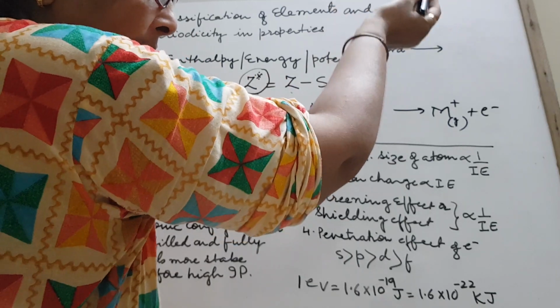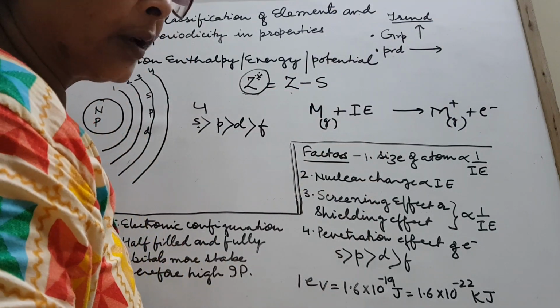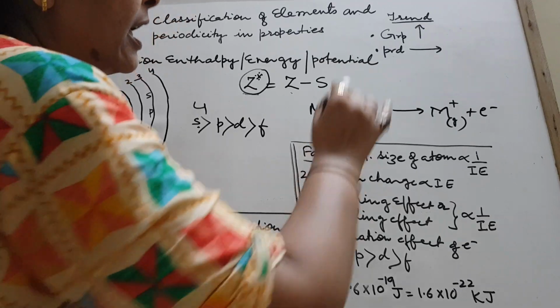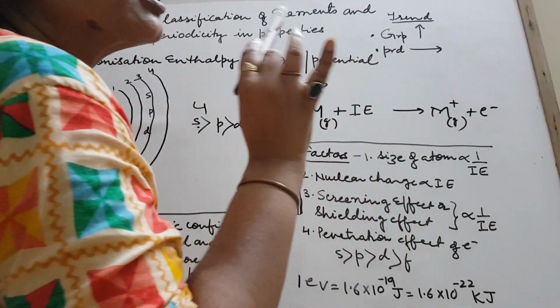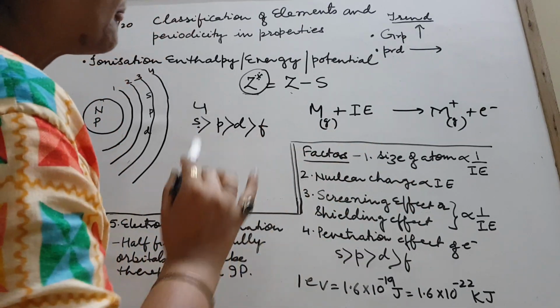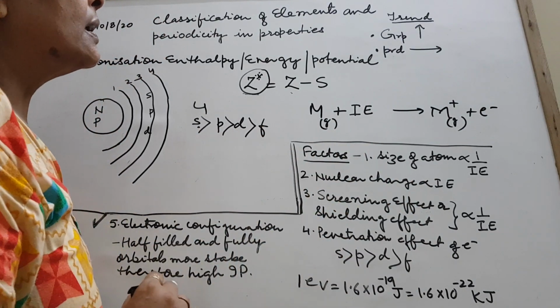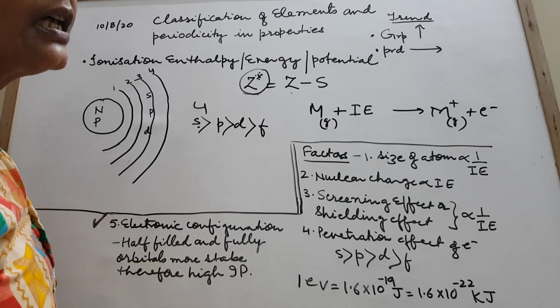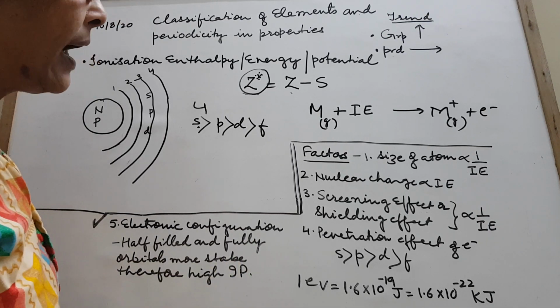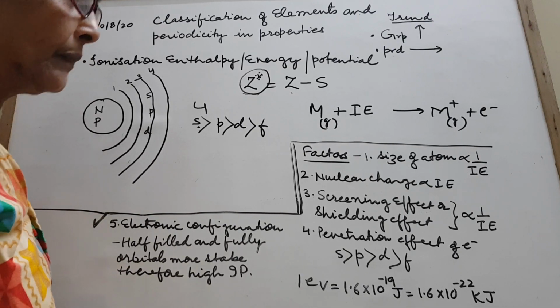Above elements have higher value and the lower ones have got lower value. So in a group, top to bottom it decreases. In a period left to right, it increases. This was taught to you in the last class. Then children, we have to see today the factors affecting the value of ionization potential.